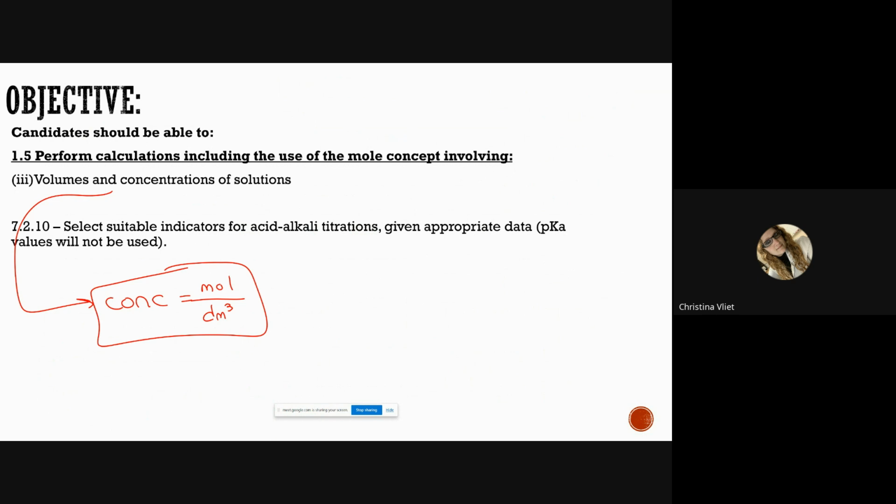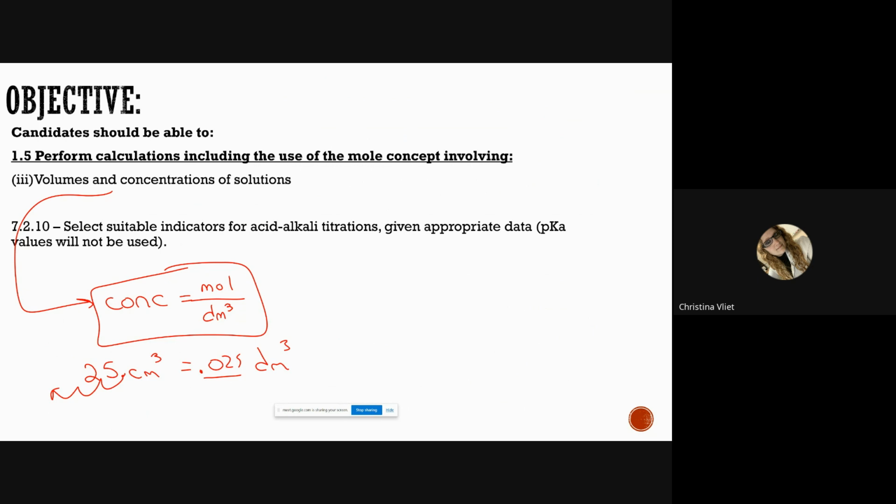You're also going to need to know how to change cm cubed to dm cubed. So remember that if you have cm cubed, like let's say you have 25 cm cubed, how do we change that to dm cubed? Move the decimal place to the left 3 times. Perfect. You want to know this for the lab because you'll be using centimeters cubed and decimeters cubed in today's lab. So write that down just to remind yourself how you change centimeters cubed to decimeters cubed.